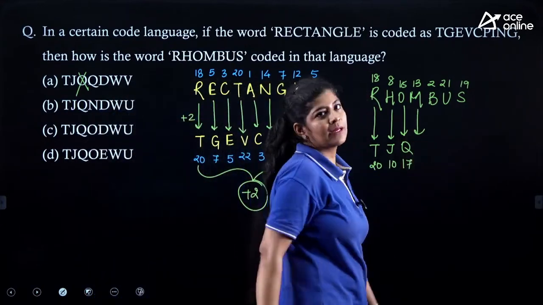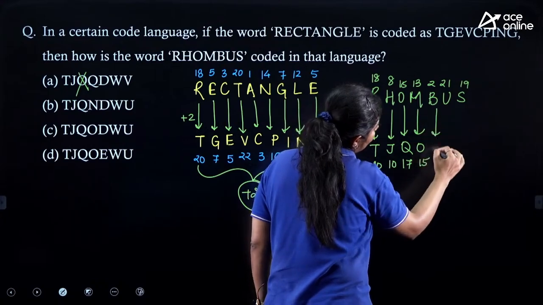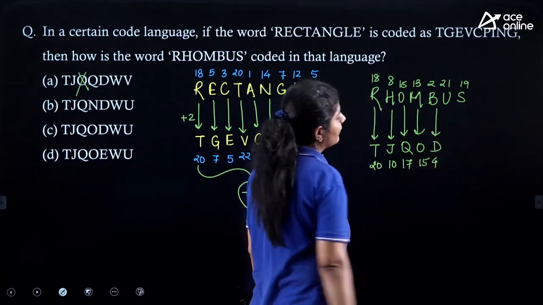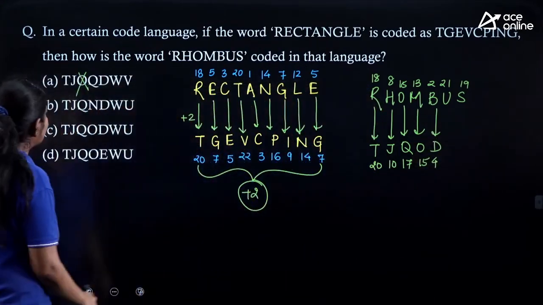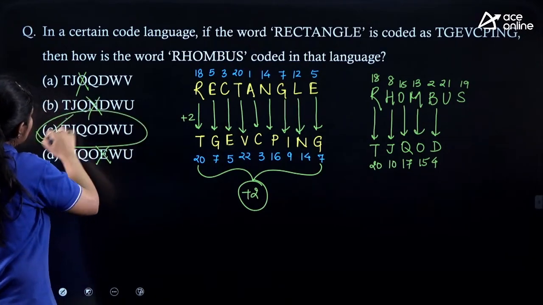Plus 2, it will become 15. 15 is associated with O. Plus 2, 4. 4 is associated with D. The next 2 letters that I need are OD. That means option number C is the correct one.